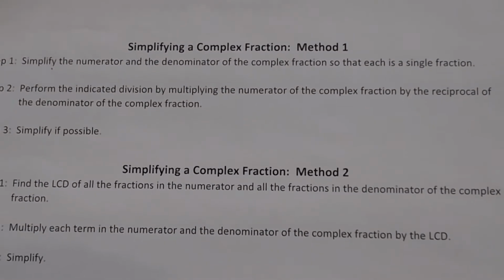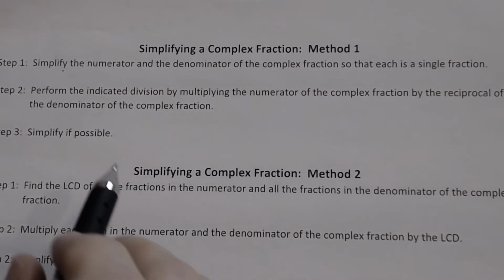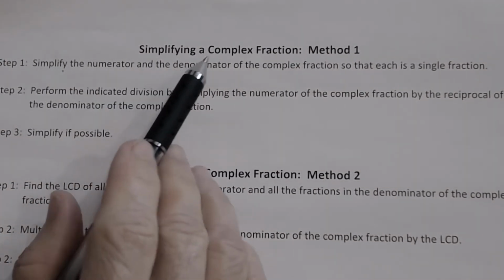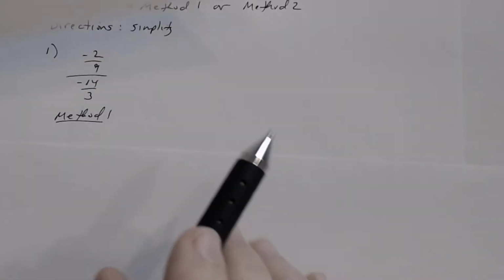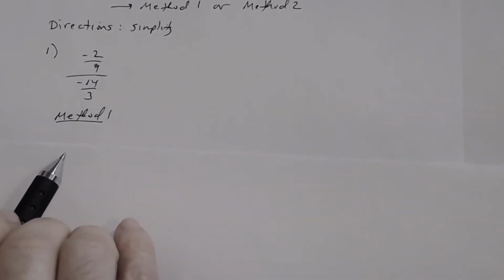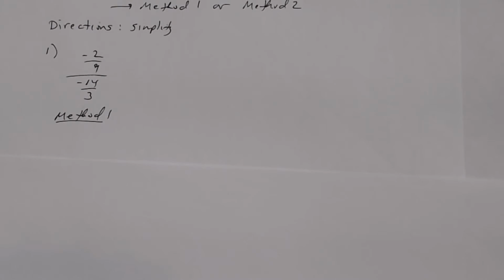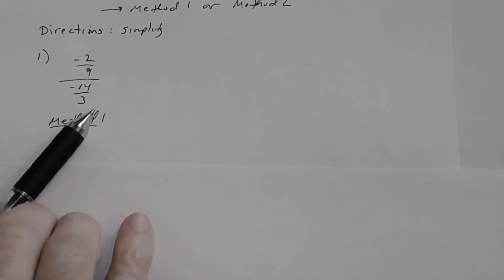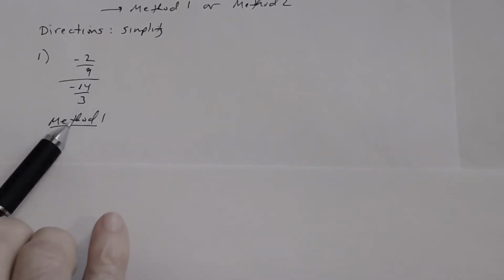So method 1, this is in your Canvas information. Method 1 says you rewrite the numerator and rewrite the denominator as a single fraction. If you notice, the numerator is already a single fraction, the denominator is already a single fraction. So step 1 is already done. And then you just change this to a multiplication problem. That's step 2. So for this problem, the question would be, is it easier to do number 1 using method 1 or method 2? Whenever the problem already has a single fraction in both the numerator and the denominator, then method 1 is the easiest.